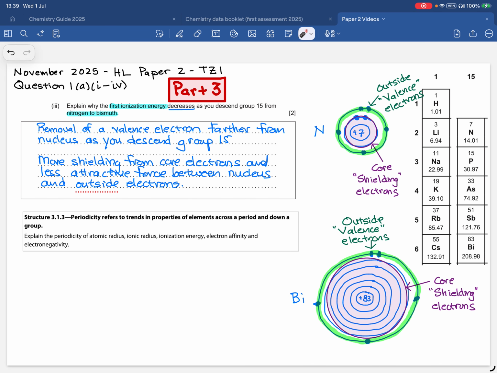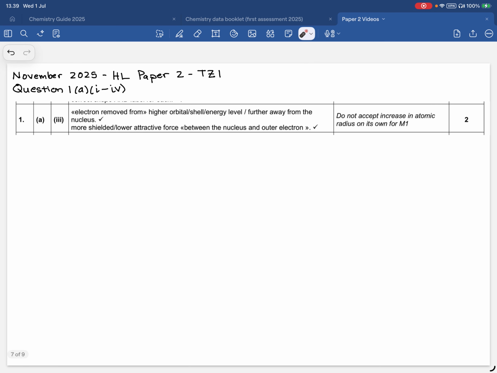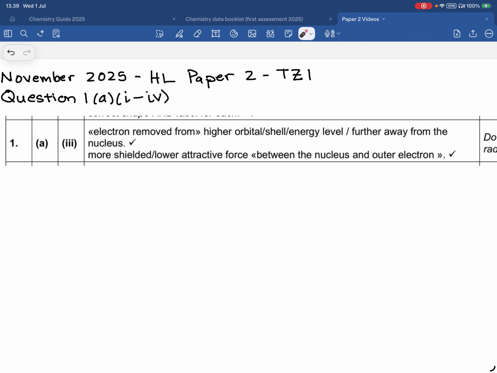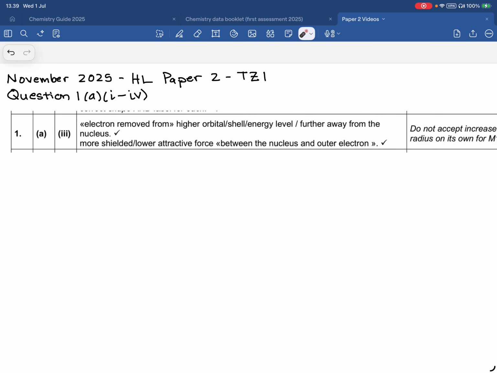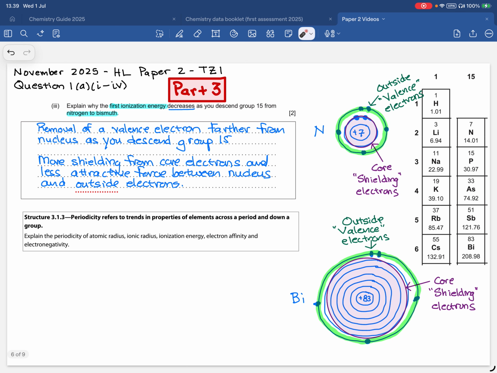Okay, so let's have a look at what the mark scheme said. So the mark scheme said electron removed from a higher orbital shell energy level. Okay, we got that with the valence electron thing, further away from the nucleus. All right, great. So there's one mark right there. Now, why does the ionization energy go down? Because it's more shielded, or there is a lower attractive force between the nucleus and the outer electron. And yeah, that's pretty much exactly what we said.